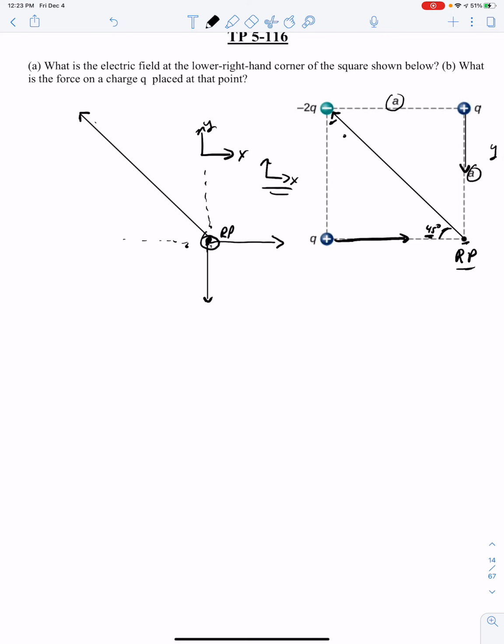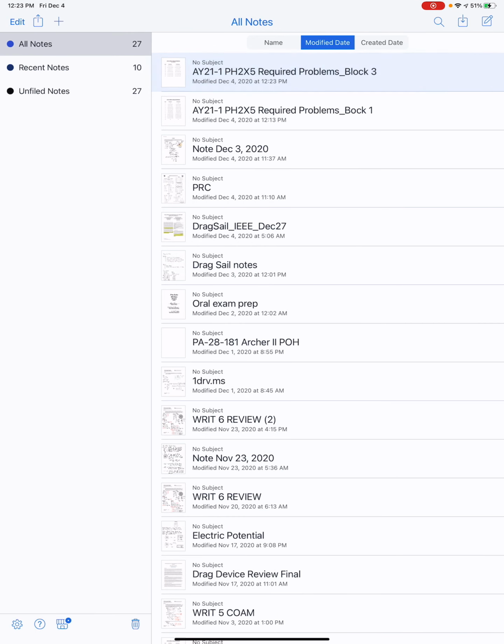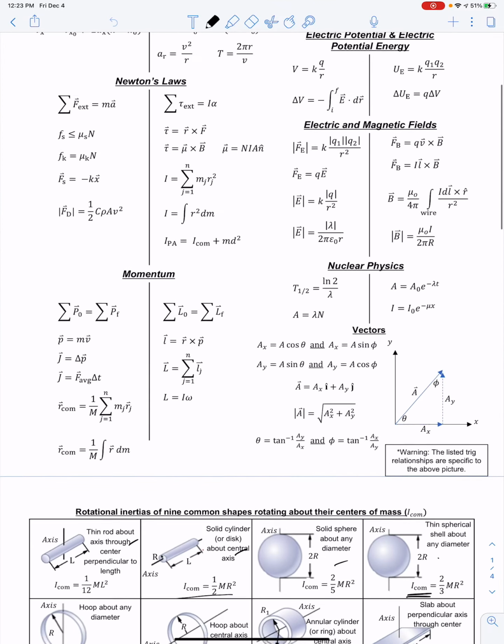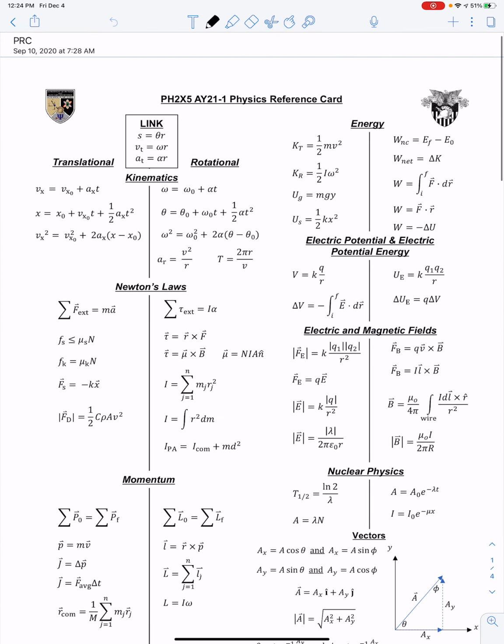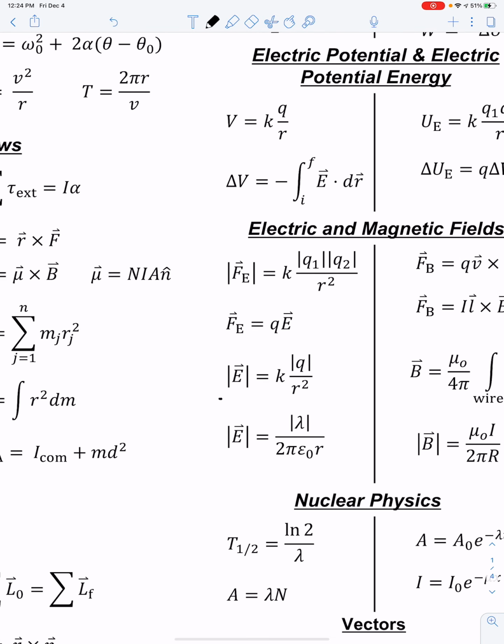So electric field, and I kind of missed this, but it's also asking for what is the force on a charge Q placed at that point. Okay, so let's write down all the equations for electric fields, and let's go to our PRC. PRC, where are you? All right, PRC, electric fields. Okay, so we have these two equations, and I'm going to copy paste them that I know that I'm going to need later on.